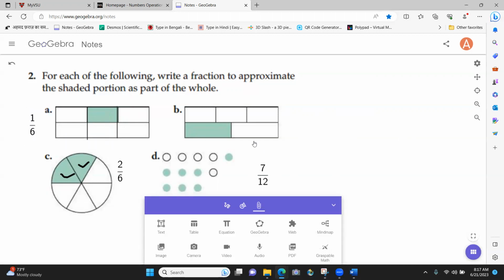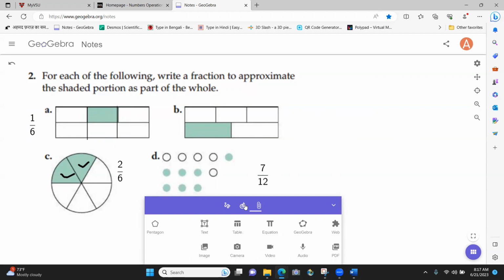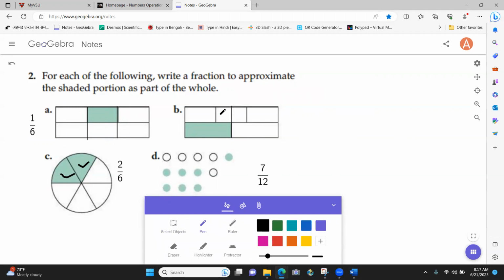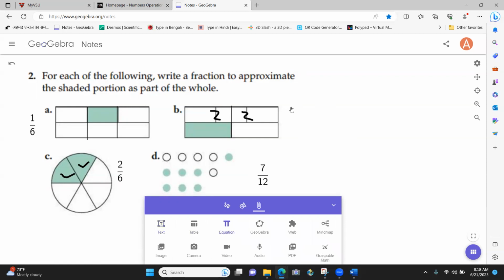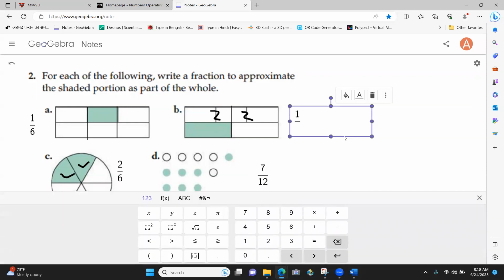Here, what would you do? Well, I'm going to cut it like this. I have to make this green shading an equal part, and the best way to do it is like this. So ignore this line, pretend it's not there, and ignore this line. Now your whole is cut into 4 equal parts. One of them is shaded, so this is 1/4.